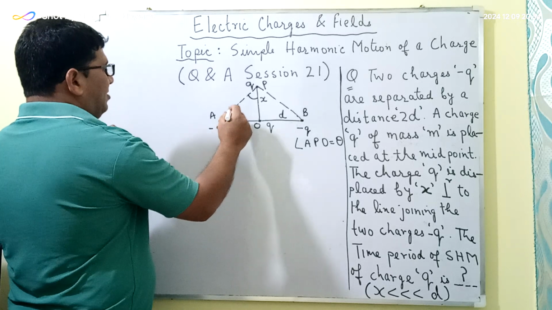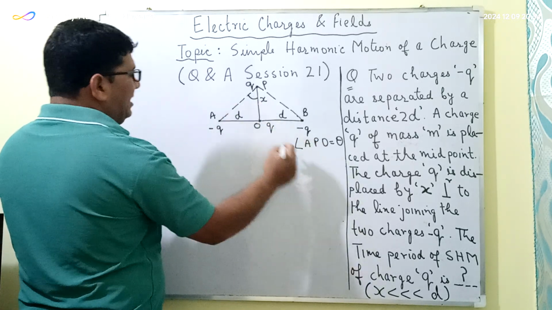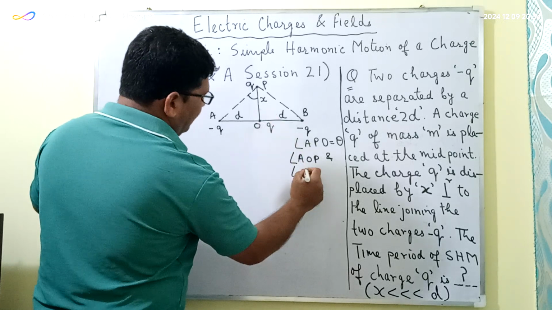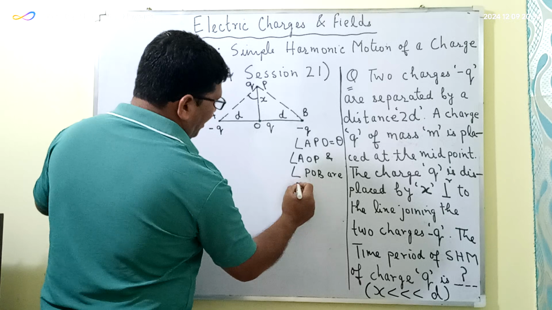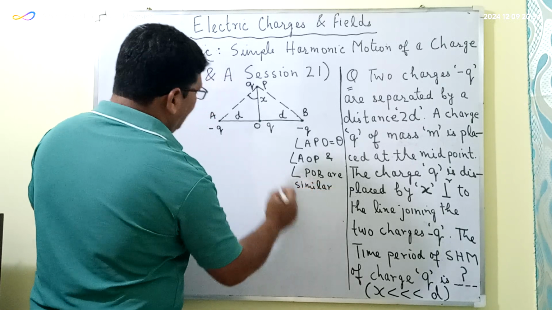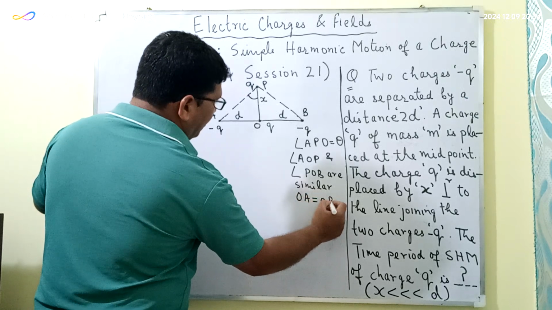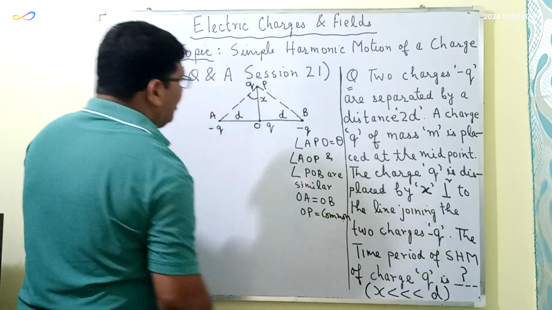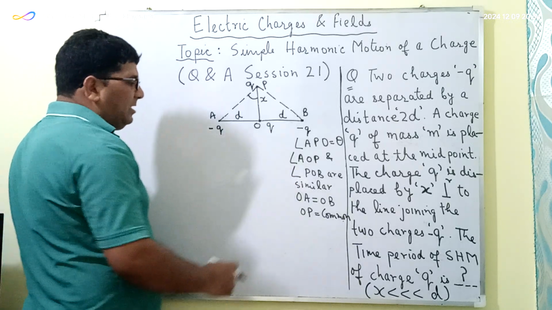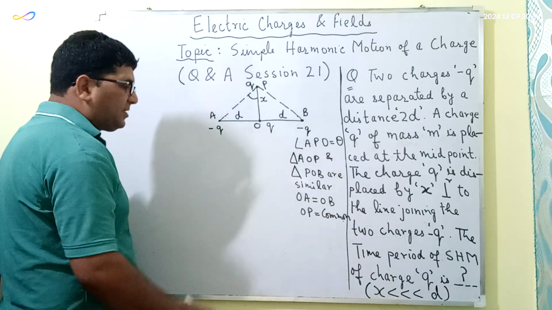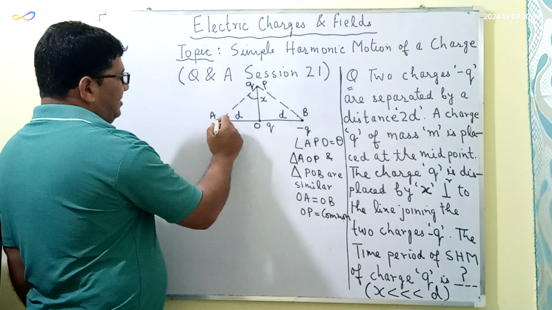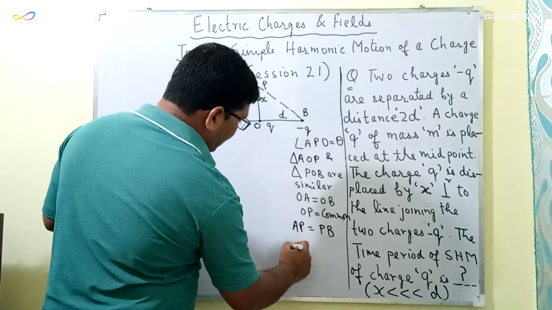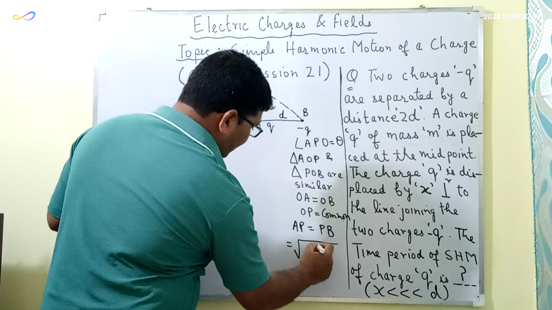and this triangle AOP and triangle POB are similar because OA is equal to OB and OP is common to both the triangles. Since triangle AOP and triangle POB are similar, therefore AP will be equal to PB, and this will be equal to under root x square plus d square by using the Pythagoras theorem.